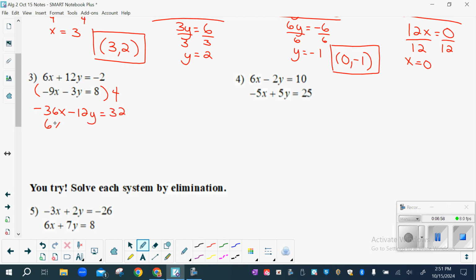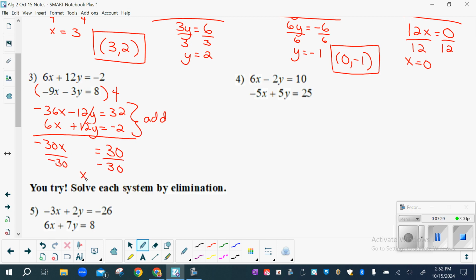And then I'm going to bring this one down to minimize my mistakes. And add. So what do we get when we add those? Negative 30x. The y's cancel. Equals 30. And then I'm going to divide by negative 30. And x is equal to negative 1.